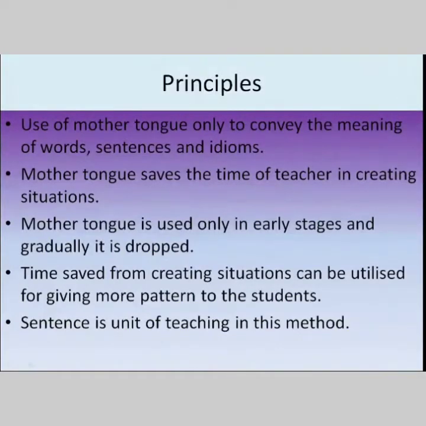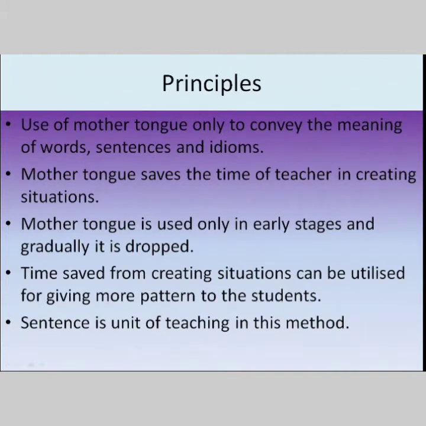Next is principles. What are the principles of bilingual method of teaching English language? Number one, use of mother tongue only to convey the meaning of words, sentences and idioms. So there is a restricted use of mother tongue. It is used only to convey the meaning of words, sentences and idioms. Mother tongue saves the time of the teacher in creating situations, as the teacher is doing in the direct method of teaching English language.